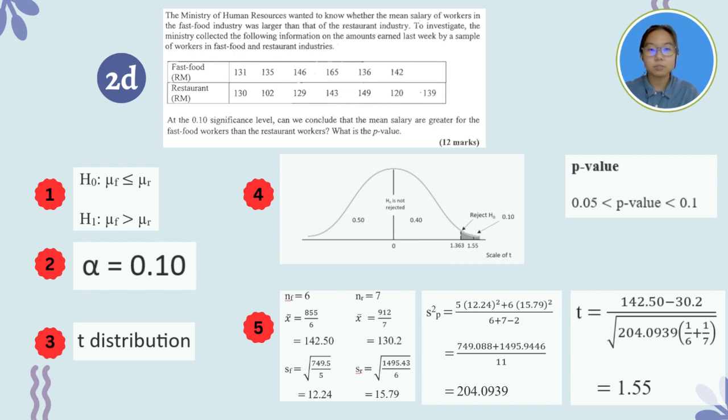The n for fast food workers is 6, the mean is 142.50, and the standard deviation is 12.24. While the n for restaurant workers is 7, the mean is 130.2, and the standard deviation is 15.79. At last, we found that the t is 1.55. Since 1.55 falls inside the rejection region, H0 is rejected. We can conclude that the mean salary for fast food workers is greater than for restaurant workers. Next, the p-value is between 0.05 and 0.1.